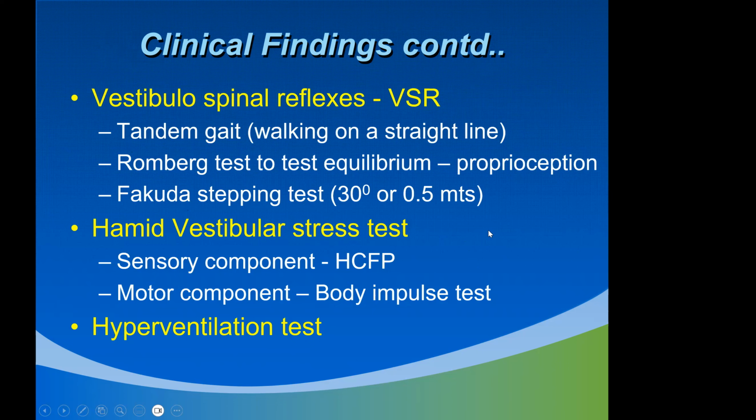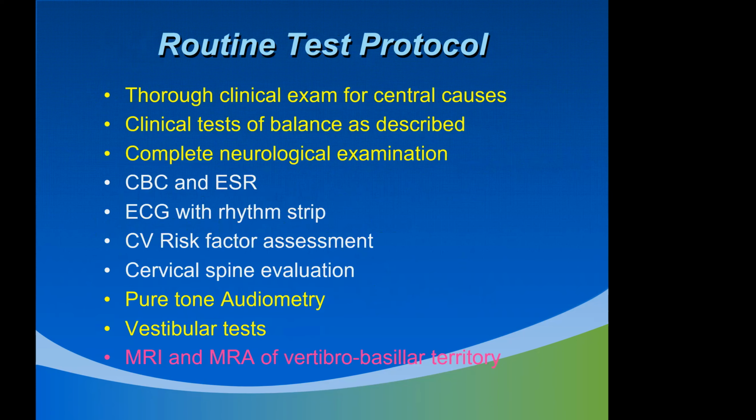Unterberger stepping test. What you do is, a step of 0.5 meters, or 30 degrees, stepping up and coming down. Step up, step down, step up, step down. It should not produce giddiness in a normal individual. Hallpike vestibular stress test. Just like the cardiac stress test, you have the vestibular stress test: sensory component, motor component, head impulse test, and then hyperventilation test. These are some of the clinical tests: vestibulospinal reflex test, tandem gait, Romberg, stepping test, vestibular stress test and hyperventilation.